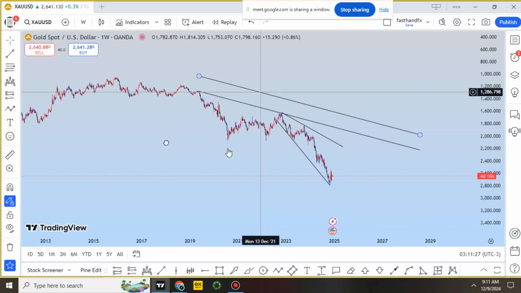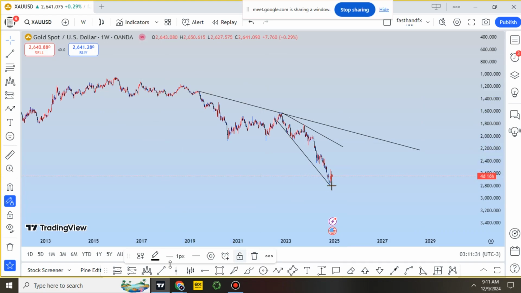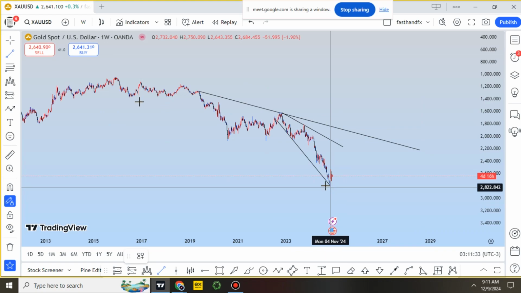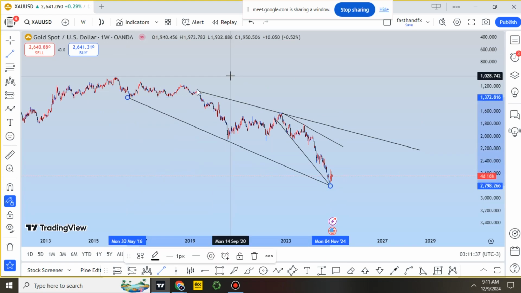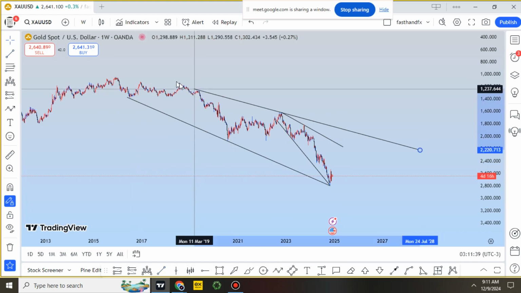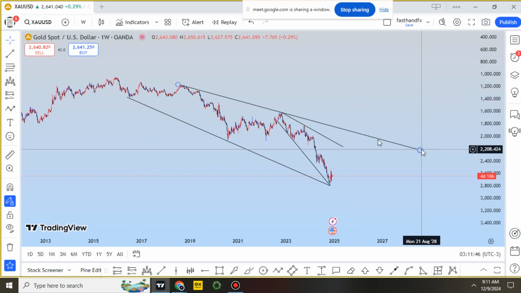Let's see. I can remove this and maybe have this right here. Maybe adjust that. Right, so this is what we see.